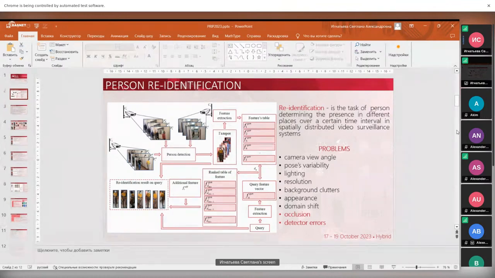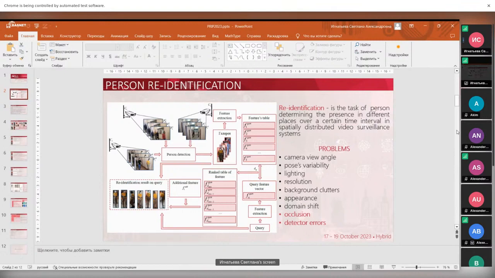During re-identification, one has to face such problems as camera view angle. Depending on the position in relation to the camera, the object will look completely different. Poses are variable, a person can take a very large number of different positions in space. Lighting: color perception is highly dependent on the lighting degree at different times of day, under different weather conditions and the presence of artificial lighting. Resolution: different CCTV cameras may differ in the perceived frame quality. Background clutter: identification is often accompanied by a complex background. Appearance: people can be dressed the same or very similarly for different reasons, and people can change their appearance when they move.